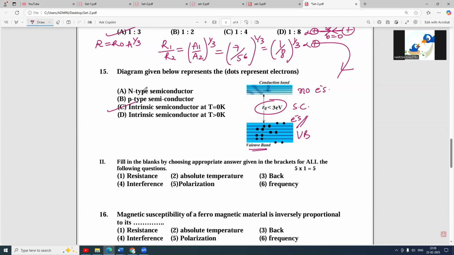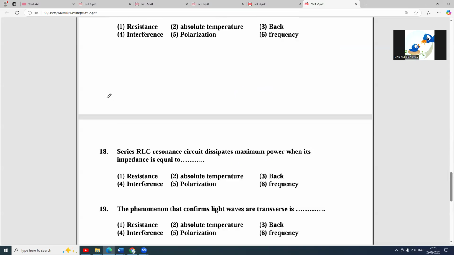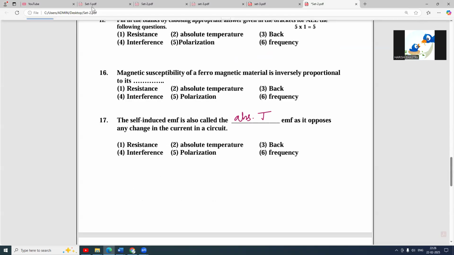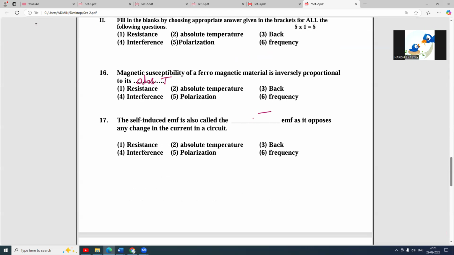Okay. Fill in the blanks. Magnetic susceptibility of a ferromagnetic material is inversely proportional to absolute temperature. Question 16. Absolute temperature should be here. Self-induced EMF is also called back EMF. It is called back EMF because it induces an EMF which opposes the change, the negative polarity in Lenz's law.